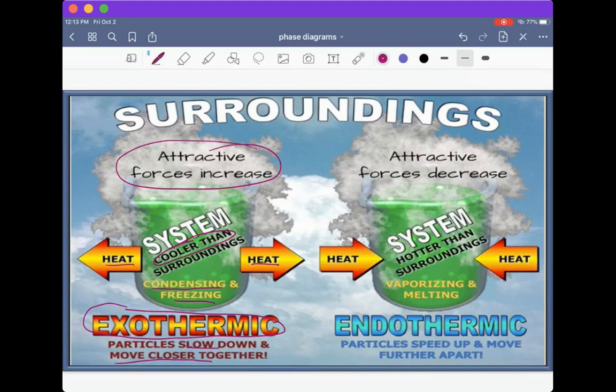So you really need to study this slide. You need to refer back to it several times because I am going to ask you to draw this. I'm going to ask you to model it, and it will be on quizzes and tests.